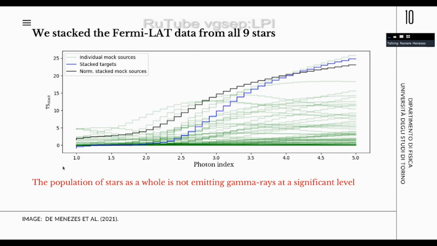So since we didn't detect each source individually, we tried to detect the stars as a population. We stacked the Fermi-LAT data coming from all of these 9 stars and tried to extract a signal from the population as a whole. However, the population, everyone together, is not emitting a significant amount of gamma rays. In this plot, we have the square of the significance on the y-axis and the photon index of the star that we have to assume to make the stacking. The blue curve corresponds to the targets, and the black curve corresponds to mock stars that we randomly scattered in the regions of interest. We see that the significance of the targets is basically the same as the significance of the background. So we found no signal in the end.